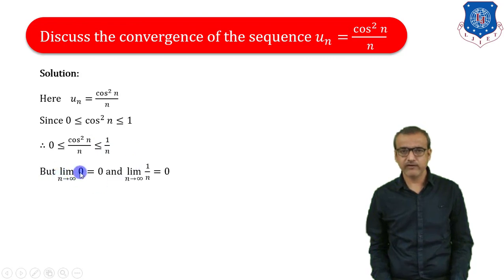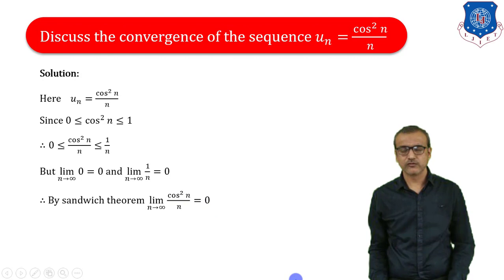But limit n tends to infinity of 0 equals 0, and limit n tends to infinity of 1 upon n equals 0, as n tends to infinity 1 upon n tends to 0. So by the Sandwich theorem, we have limit n tends to infinity cos square n by n equals 0.